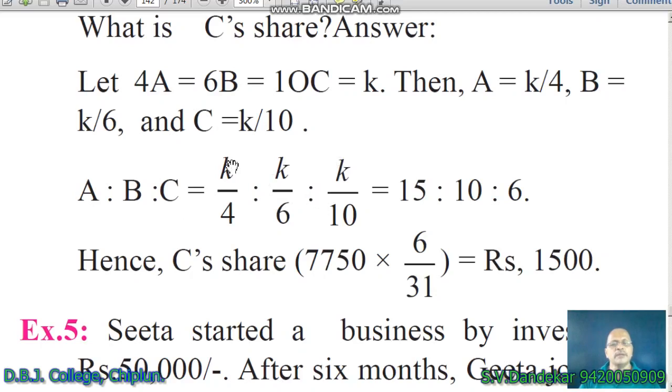Multiply both sides by the LCM of 4, 6 and 10. That is a number which is a multiple of all these three, and that number is 60. So multiplying both sides by 60 and dividing by K, we get 15 is to 10 is to 6. So C's share is 6 parts. So 6 upon 15 plus 10 plus 6, which is 6 upon 31 times 7750, equals 1500.